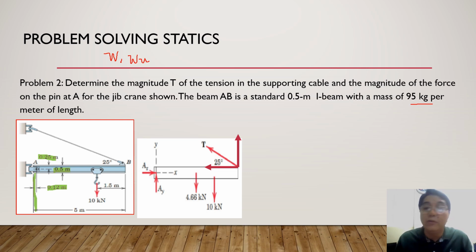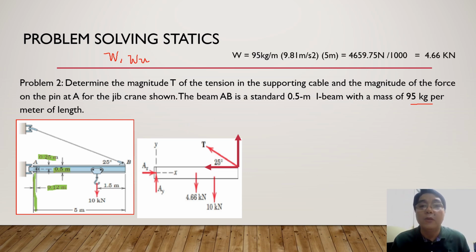Paano gagawin natin? Di yan w yan, convert natin para maging W. Maging Newton siya or kilonewton. Paano natin gagawin? So, i-multiply natin to sa 9.81 meter per second squared. Hindi magiging Newton na siya, no? Okay. May per meter pa yan. I-multiply pa natin sa 5 meters, which is total length. Makakancel yung meter, yun ang lalabasan. So, let us try. W is equal to 95 kilogram per meter multiplied by 9.81 meter per second squared times 5. Ito raw yung computation na lalabas. So, yan daw computation na yan. Ang sagot daw ay 4.66 kilonewton.